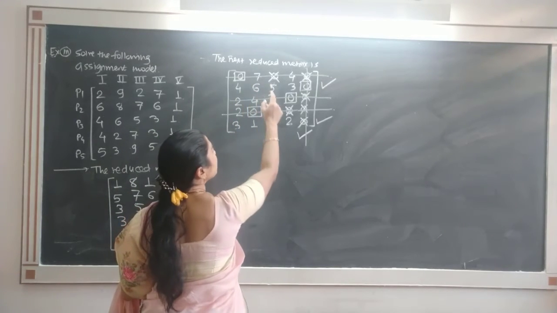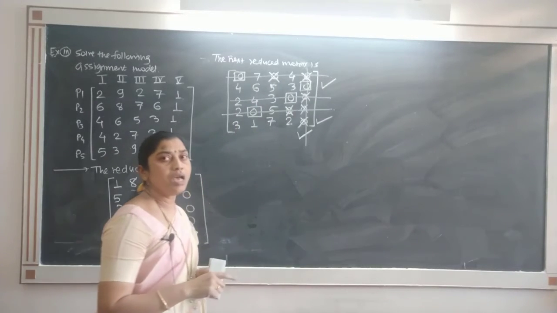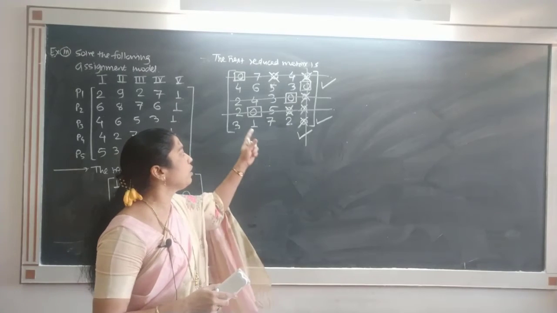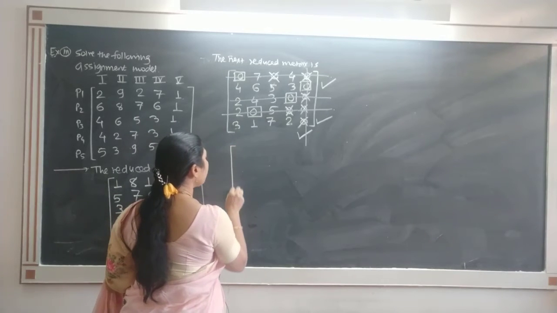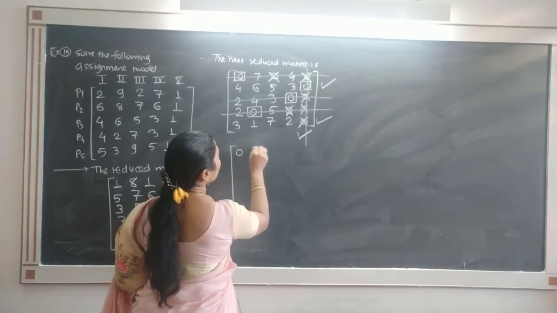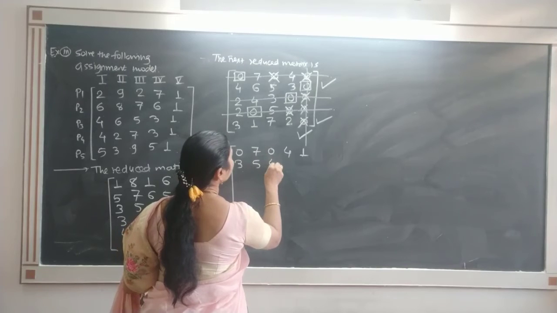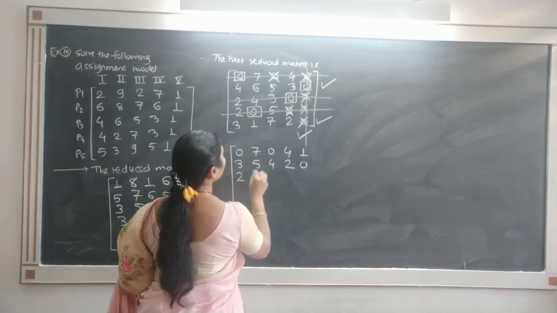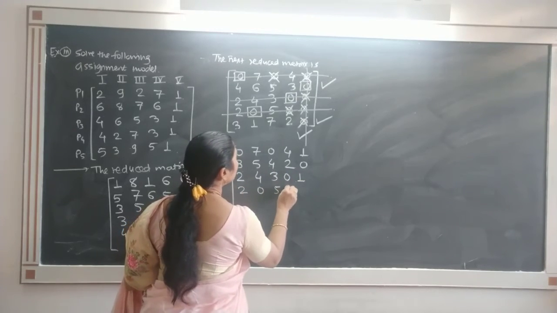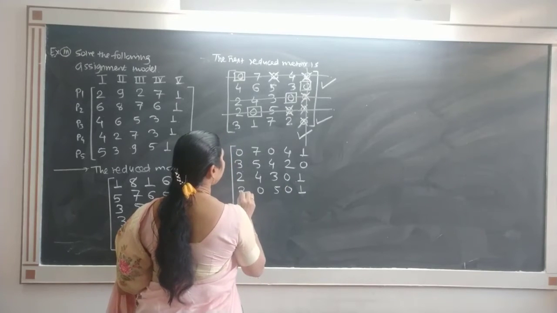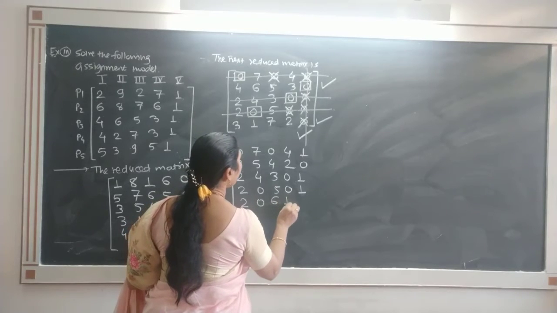Now, from the remaining uncovered elements, see the smallest element, it is 1, and therefore subtract 1 from every uncovered element and add 1 at the intersection point. We get the next matrix. So 0, 7, 0, 4, 1, 3, 5, 4, 2, 0, 2, 4, 3, 0, 1, 2, 0, 5, 0, 1, subtract 1, 2, 0, 6, 1, 0.